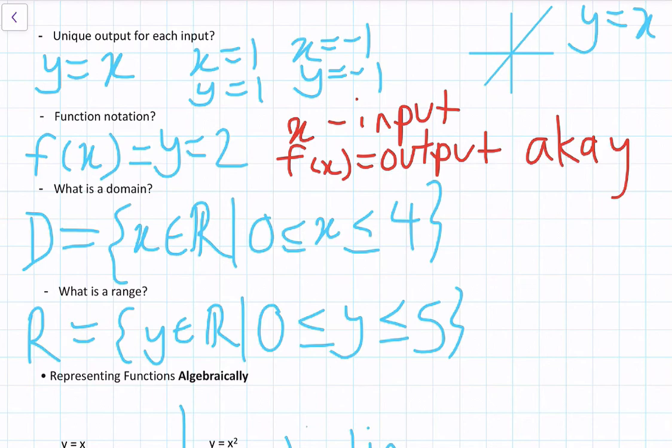Furthermore, you can use function notation to represent functions. So what does that mean? By function notation, what we use is f of x. And f of x means that you're having a function of that point x. So the input is the x you're putting in, and f of x means the output, which is also known as y. So in this example here, we have f of x is equal to y, also known as 2.